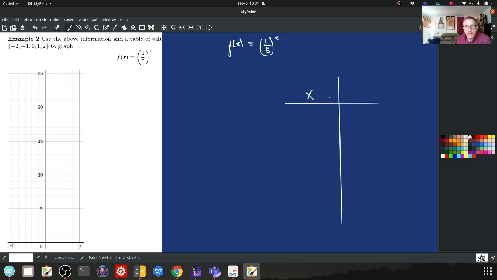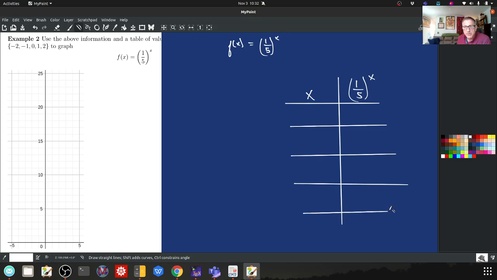So this is going to be my x, and this is going to be my 1/5 to the x. So the thing is, I ask you just to find these values right here. So we just have a set of 5 values. And the cool thing about this is that the first thing we're going to do is identify the value of b. This is b to the x. So b is equal to 1/5.